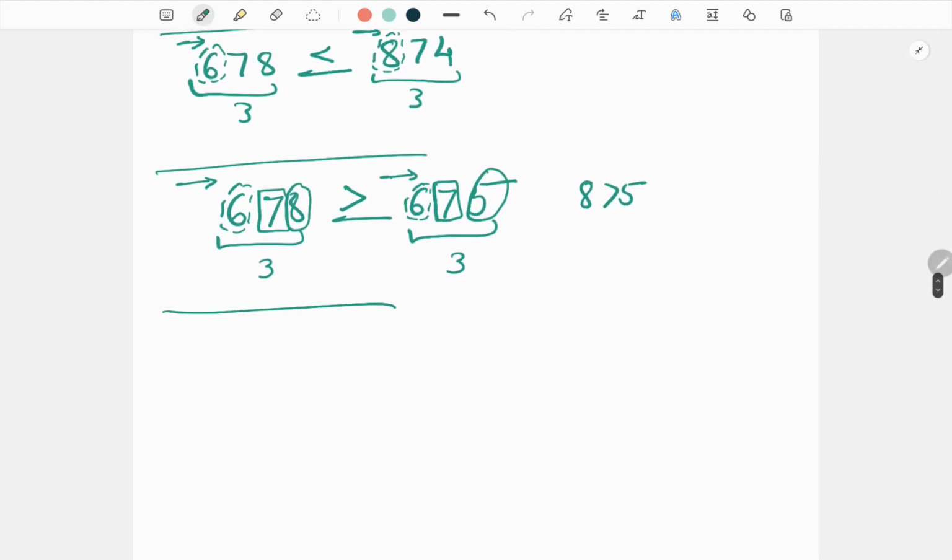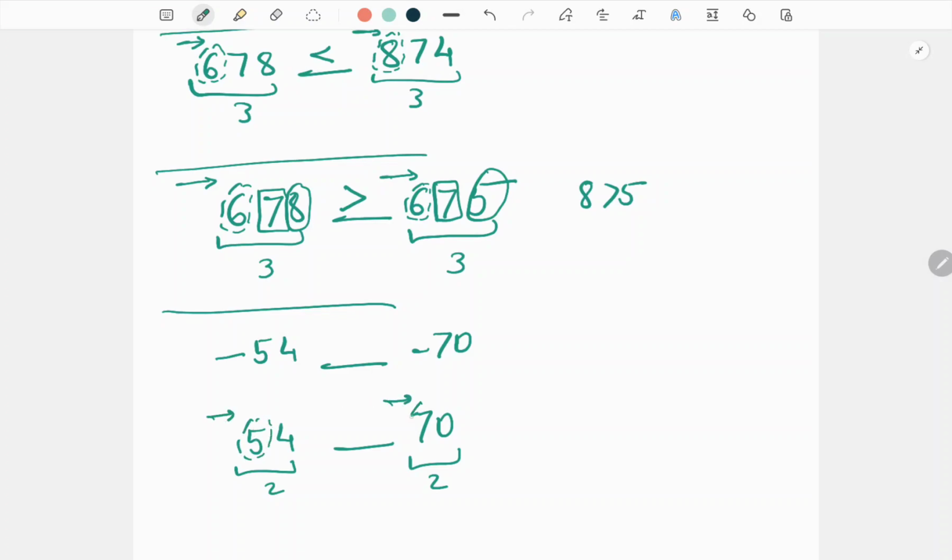Let's do this properly. So our numbers are minus 54 versus minus 70. So we treat them as positive numbers, 54 versus 70. They are both 2-digit numbers. So let's start comparing from the left. This is 5 versus this is 7. 7 is bigger than 5. So 54 is less than 70.